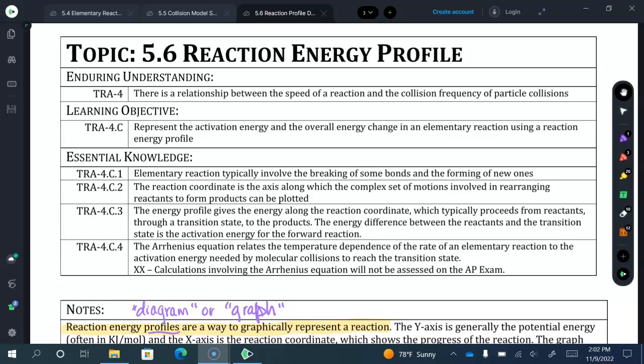Hello everyone, welcome to topic 5.6, reaction energy profile. By the end of this, you should be able to represent activation energy and the overall energy change in an elementary reaction using a reaction energy profile.